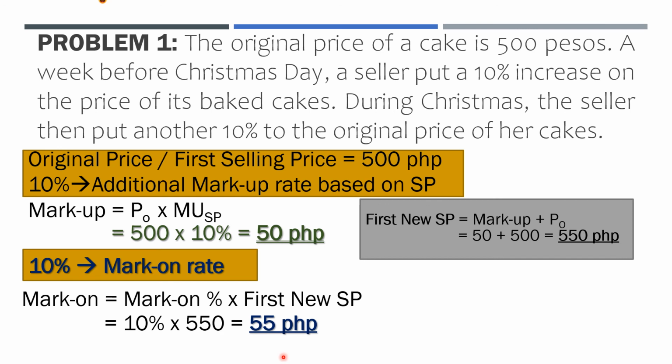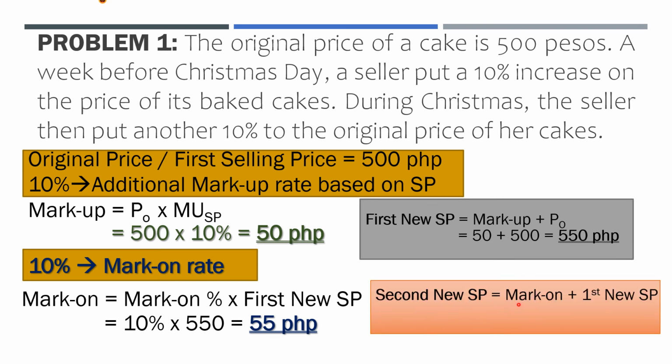Ngayon, aalamin natin magkano na nga ba ang kanyang new selling price or the second new selling price after this seller increased the original price. Okay, so that is second new selling price is equal to mark-on plus the first new selling price. The mark-on is 55 pesos and the first new selling price is 550 pesos. By adding, we will get 605 pesos. Ito na yung bagong selling price after mag-increase na 2 beses ang seller sa price ng kanyang baked cakes. Okay, thank you.